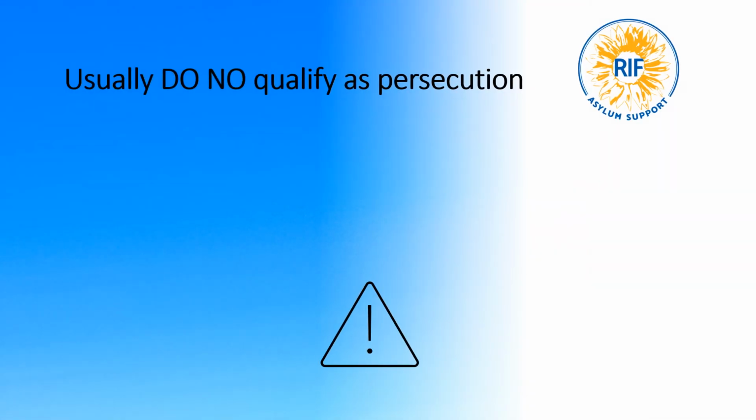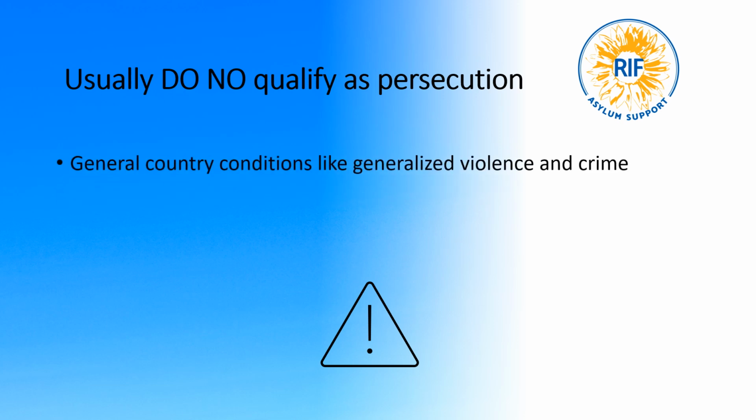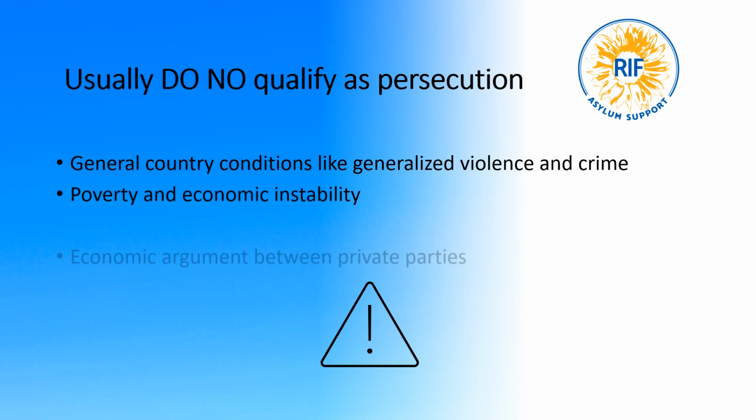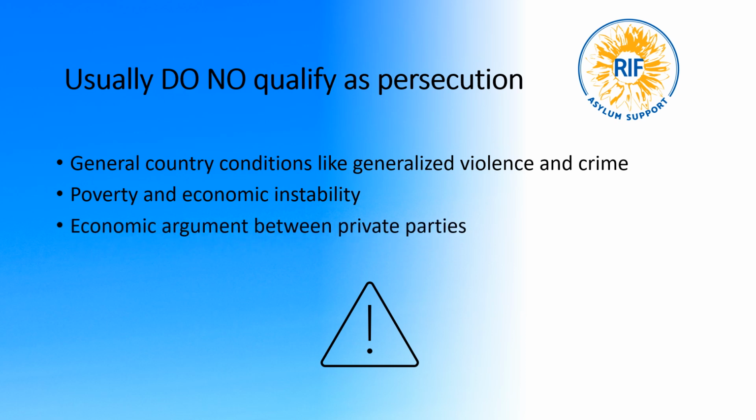Some things do not qualify as persecution under asylum law. For example, general country conditions such as generalized violence, such as war, or generalized crime, general poverty or economic instability in the country, or economic arguments between private parties. These are not qualifying grounds for asylum or persecution under the law.